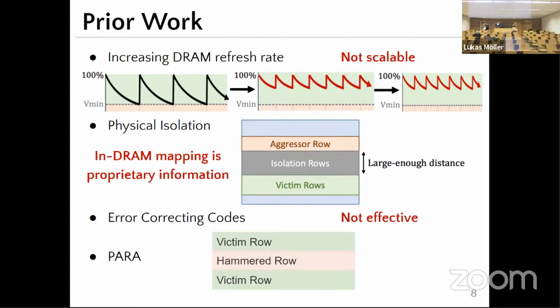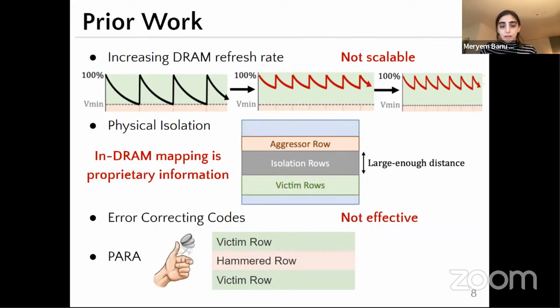One scalable and promising solution was proposed in the original RowHammer paper, which is PARA. The idea here is to flip a coin. Whenever a row is hammered, meaning accessed, then with some small probability, refresh one of the nearby rows.